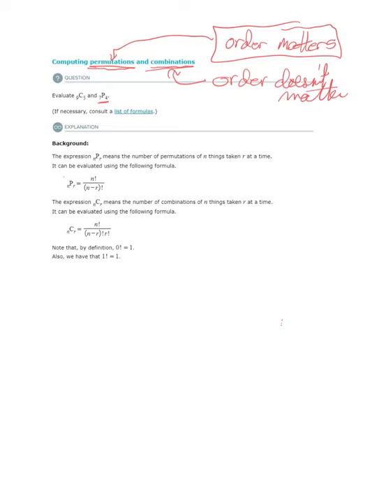That would be a combination, because the order would not matter there. No matter what order I choose the toppings in, it's still going to be the same pizza. So here is the formula for this, where the 9 goes in this spot and the 5 goes in this spot. That's really 9 factorial divided by 9 minus 5, which is 4 factorial, and then 5 factorial.